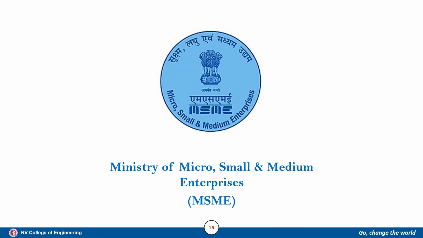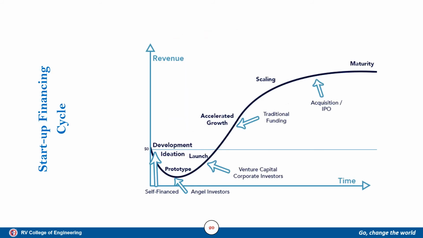At the national level, the Ministry of Micro, Small and Medium Enterprises, known as MSME, helps in empowering the startups. The major concern of any startup is financing. This decides the direction of the growth of the company. It starts with the innovative idea, where the investors are family, friends, and loans. At the prototype stage, the investors are called angel investors, whose investment provides capital for the product or service generation.